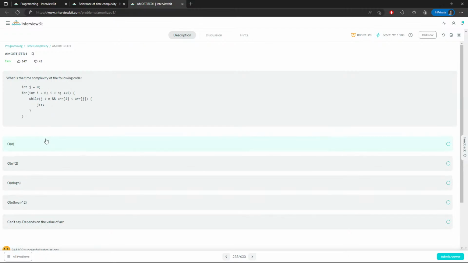So what's the answer then? If you don't consider this while loop, it's big O of n. So this option is ruled out, and log n and n times log n square. I'm not sure how these two come into picture.